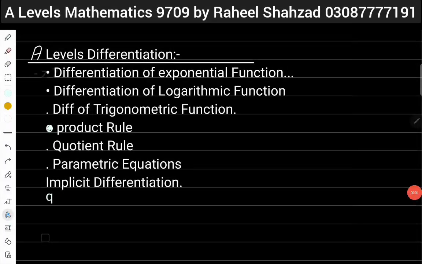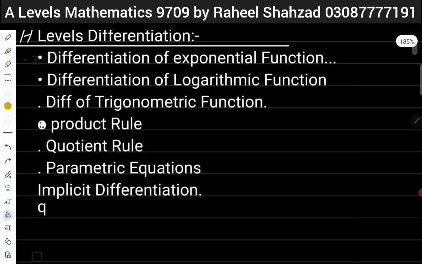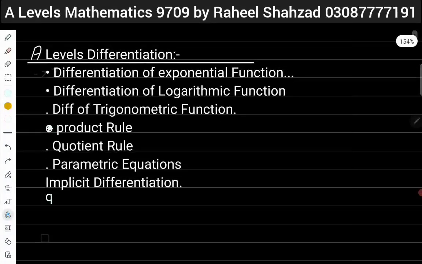Hello students, now we are going to start A-levels differentiation, A2 differentiation, and what we are going to learn in this is differentiation of exponential functions, differentiation of logarithmic functions, differentiation of trigonometric functions. Then we'll be discussing product rule, quotient rule, and parametric equations and implicit differentiation. So this is what we do in A2 differentiation.